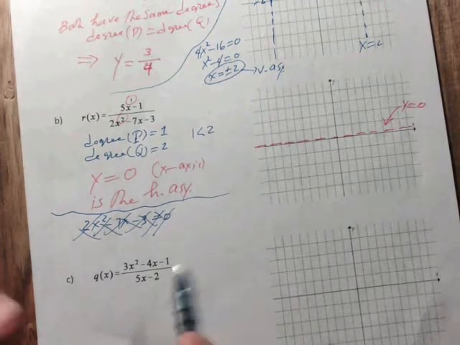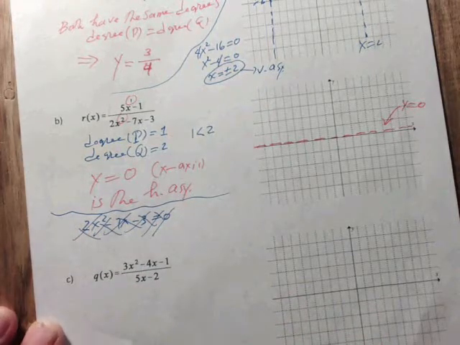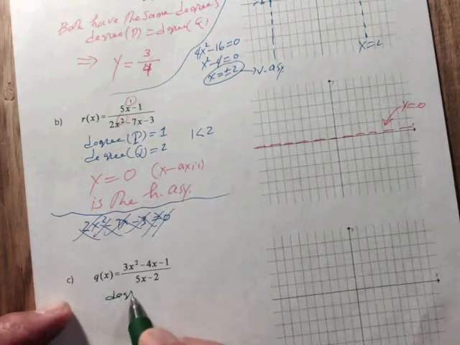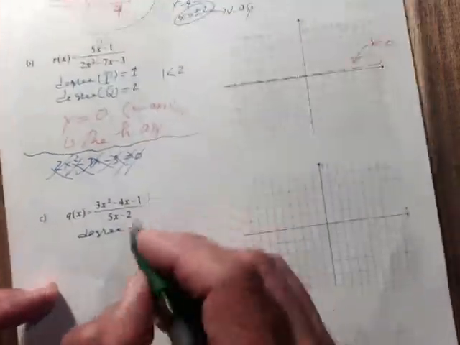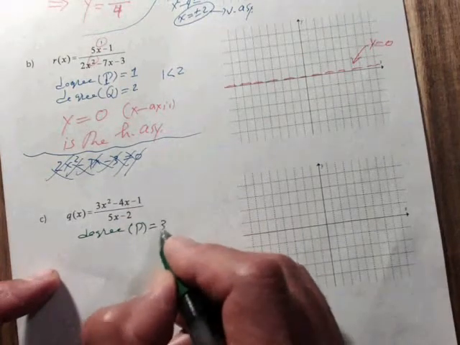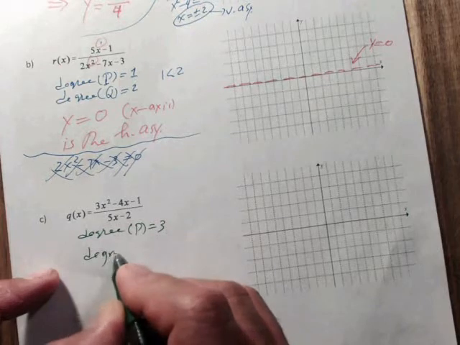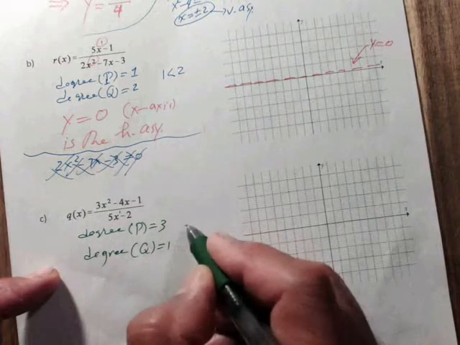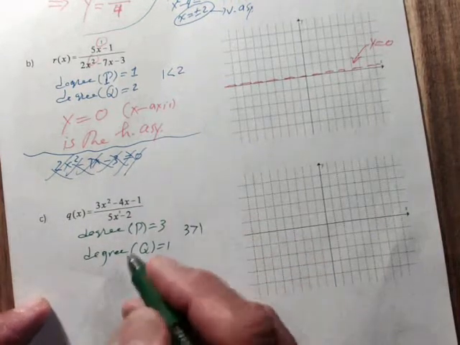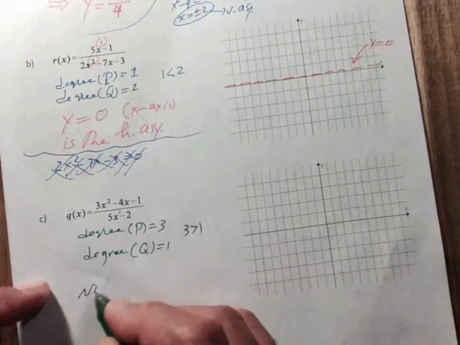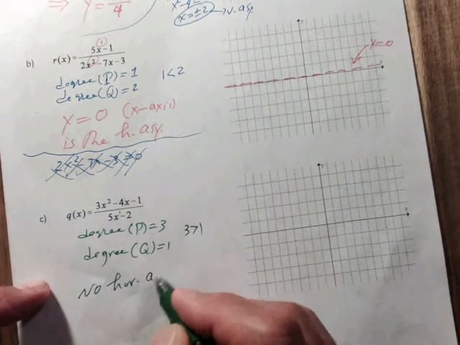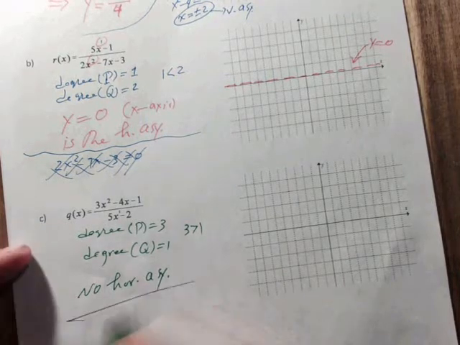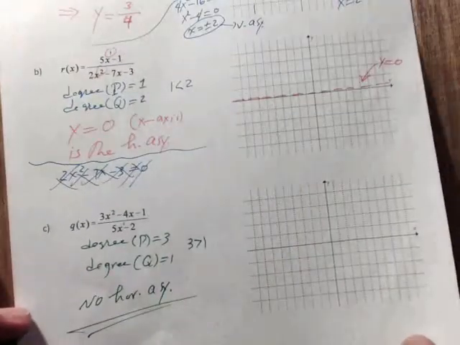So finally, this last one. The degree of P is 3, the degree of Q is 1. You see, this is 3 and this is 1. So 3 is bigger than 1. So this is the third case, and the degree is bigger. So no horizontal asymptote. In this case, you have a slant asymptote, so no horizontal asymptote, and that's it. That's all, as far as I would go.